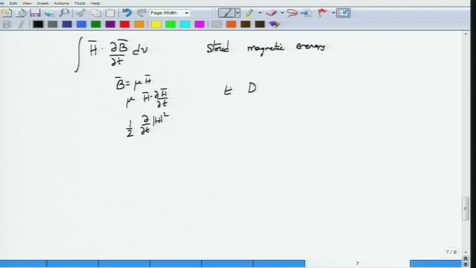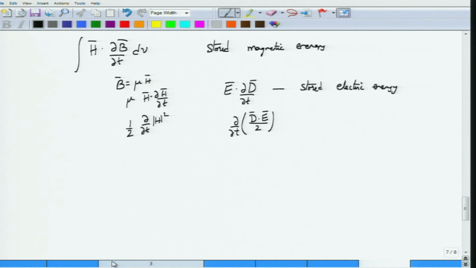Similarly, E dot del D by del T can also be interpreted as stored electric energy, right. So you can think of this as stored electric energy, and this can also be written as D dot E by 2, of course with del by del T. So there is del by del T of D dot E by 2. This factor of half will take care of the fact that there is a differentiation of D dot E, right.